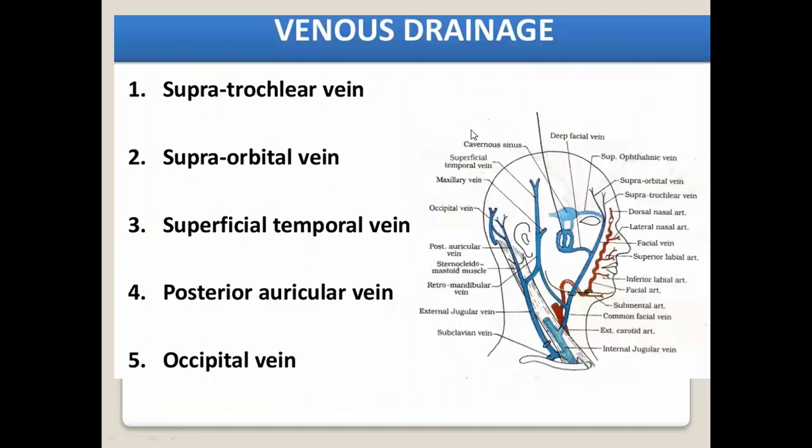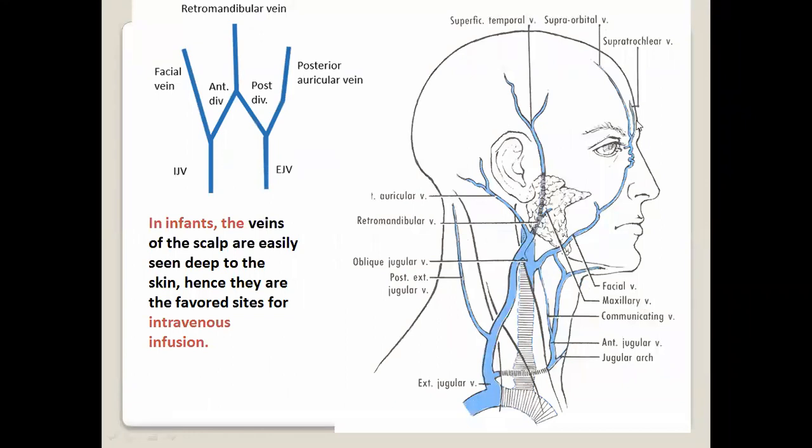So next we'll go on to the venous drainage. The artery will be accompanied by veins, the same veins: supratrochlear vein, supraorbital vein, superficial temporal vein, posterior auricular vein and occipital vein. In this picture, you can see this is the supratrochlear vein, supraorbital vein, and you can see the superficial temporal vein. Behind the auricle, you can see the posterior auricular vein, and the occipital vein also comes from the occipital side. So these all drain the scalp region.